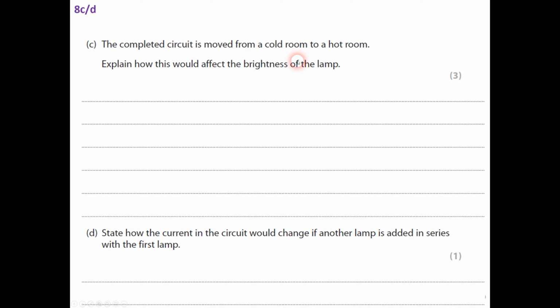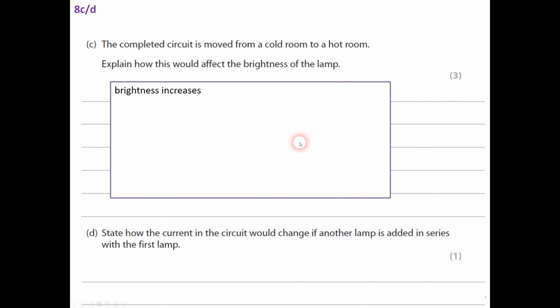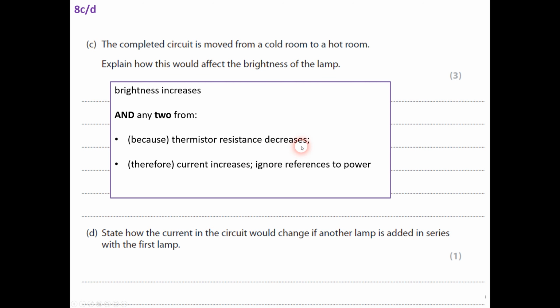Part C then. The circuit's moved from a cold room to a hot room, so it gets hotter. Explain how that would affect the brightness of the lamp. So it's recognising what thermistors do, so the brightness should go up, because the thermistor resistance goes down, it decreases because it gets hot, therefore the current increases. So it's the opposite of a normal resistor, and they don't want you to talk about power. Okay, it's about the brightness and why.